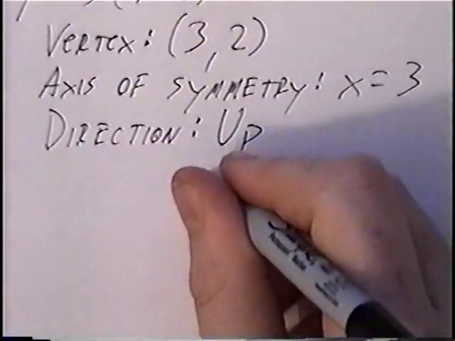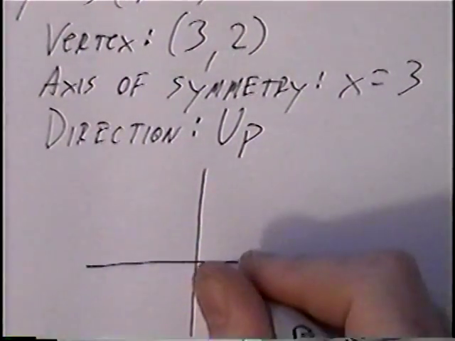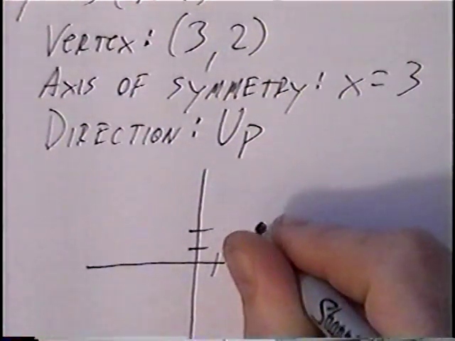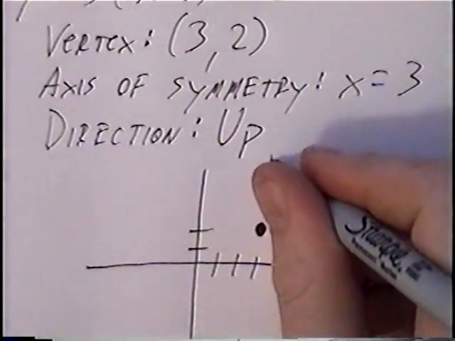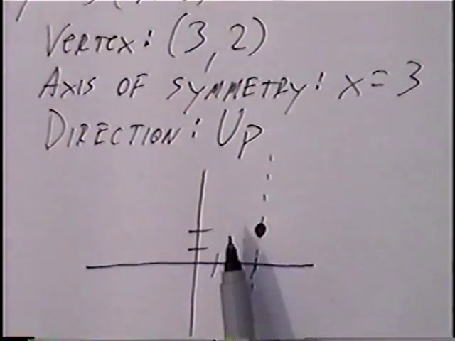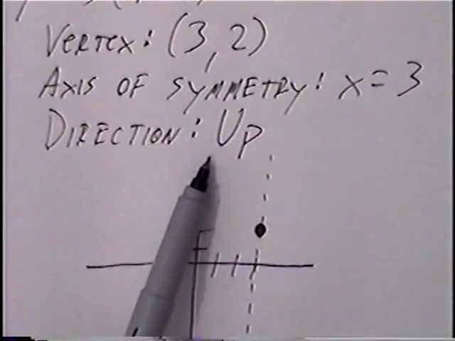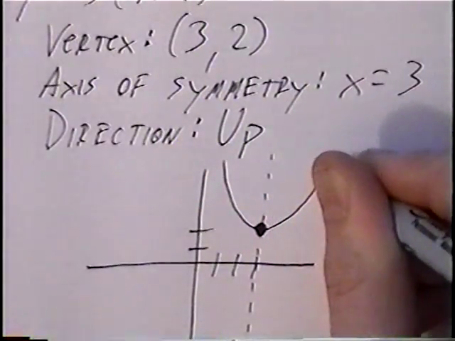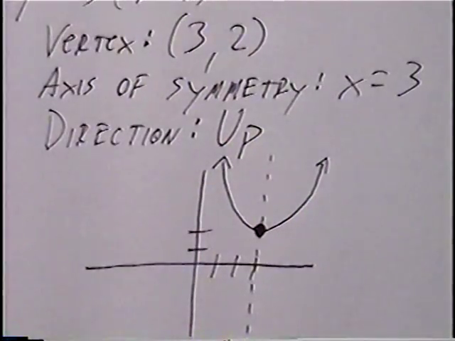Graphing from here, we can draw the xy axis. Our vertex is at (3, 2). If you want to, you can draw the axis of symmetry, which is the dashed line going through the vertex. That makes the graph symmetrical on both sides. And last part, the parabola shape will go up. So we'll sketch the graph going through the vertex and pointing up, and that would be the graph for the section.